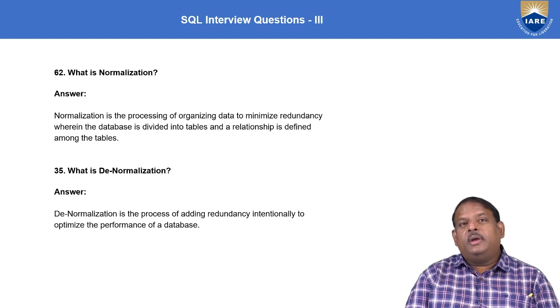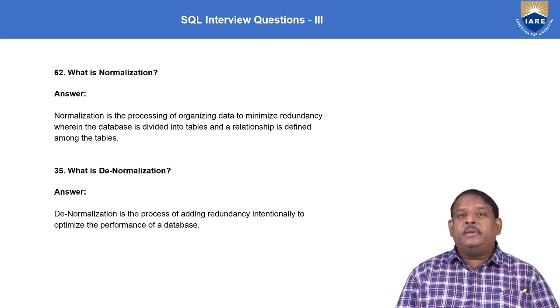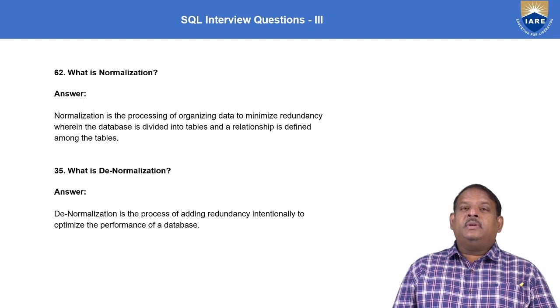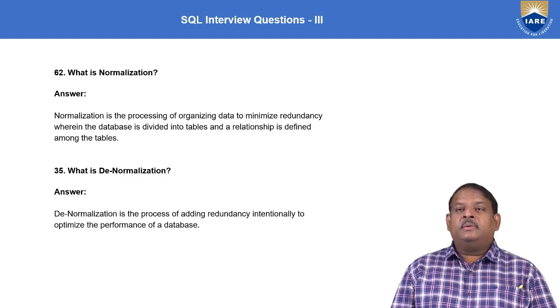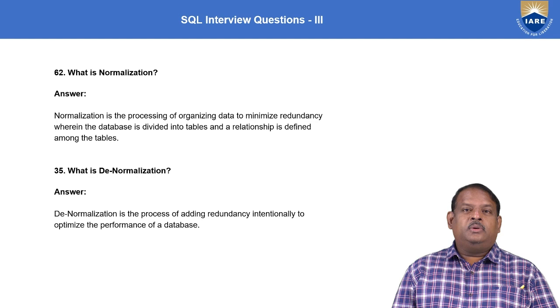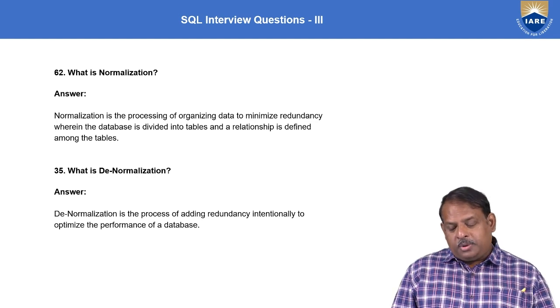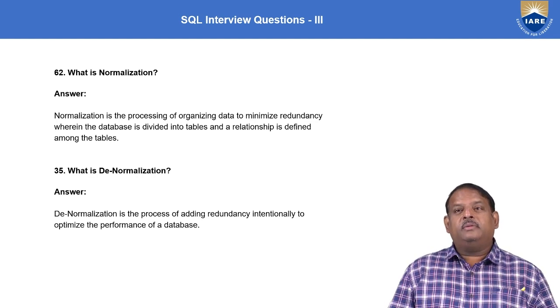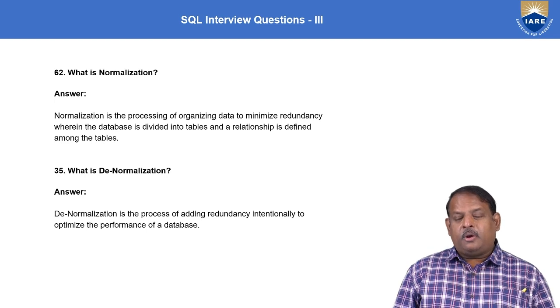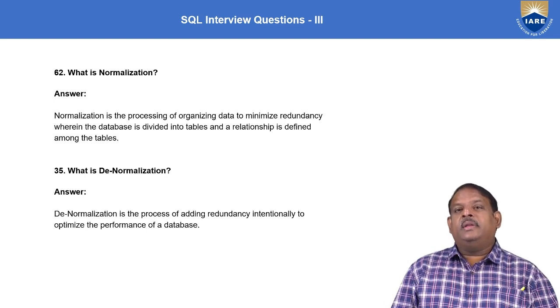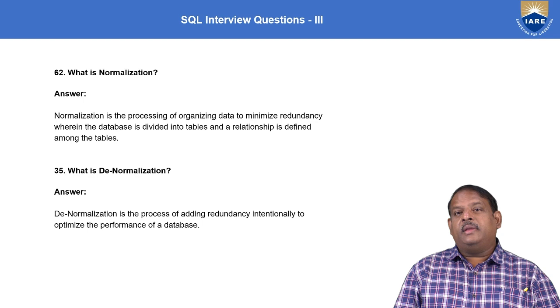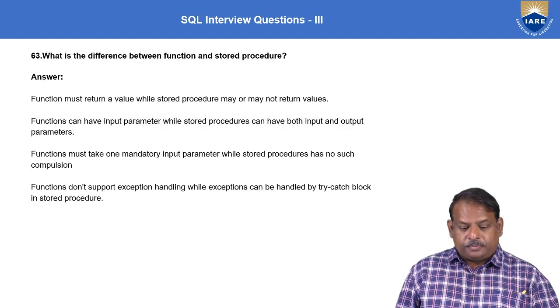So, what is normalization? Normalization is the process of organizing the data to minimize redundancy. The database has multiple tables, and there are relations between all the tables. Opposite to normalization is denormalization, which is the process of adding redundancy intentionally to optimize the performance of the database.